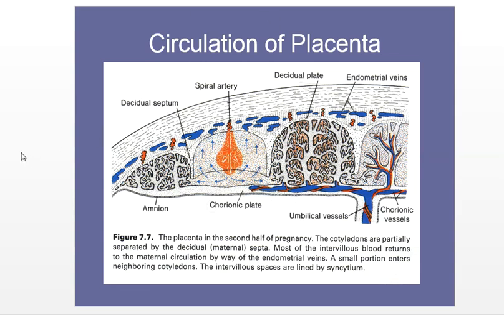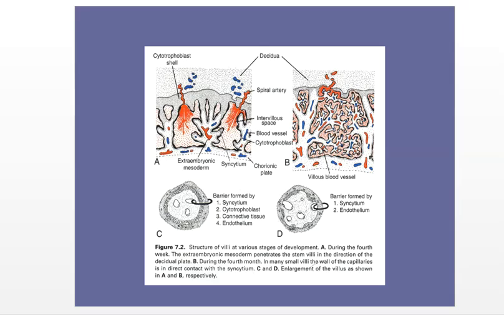Here we have the placental membrane. What do we mean by the placental membrane? The placental membrane, which separates maternal and fetal blood, is initially composed of 4 layers. In this picture you can see the structure of villi at various stages of development.